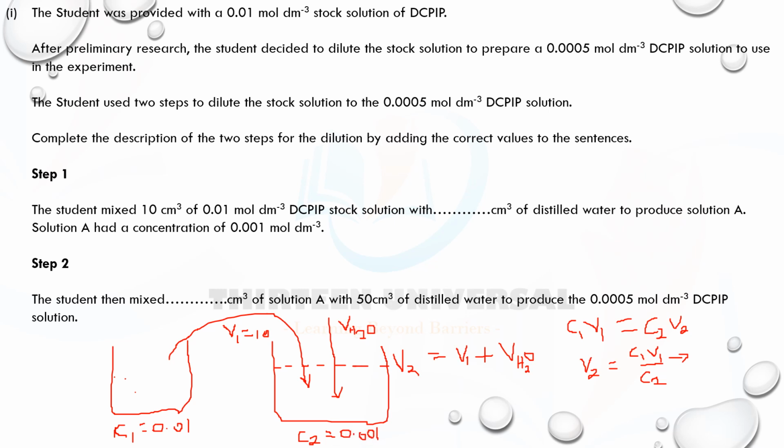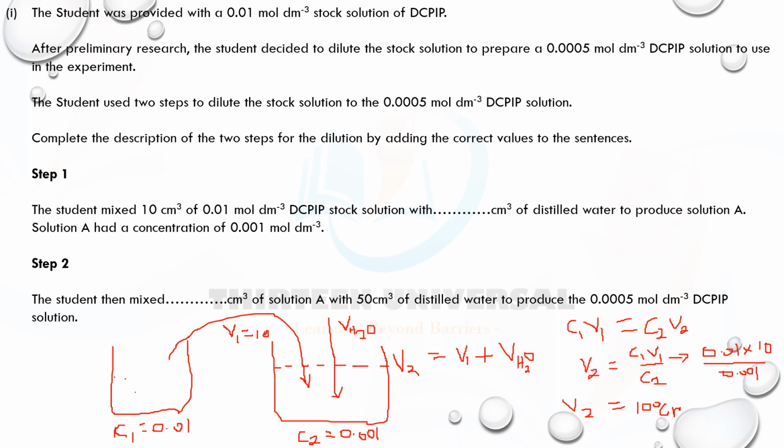So this would now be 0.01, which is my C1, times V1, which is 10. Hope you're solving this. Divided by my C2, which is 0.001. Punch it on the calculator, it will give you V2. You'll get 100. So V2 is 100 cm cube. Is that okay? 100 cm cube. Did you get it?